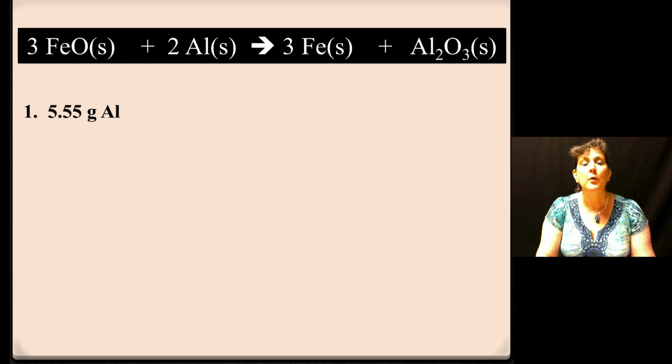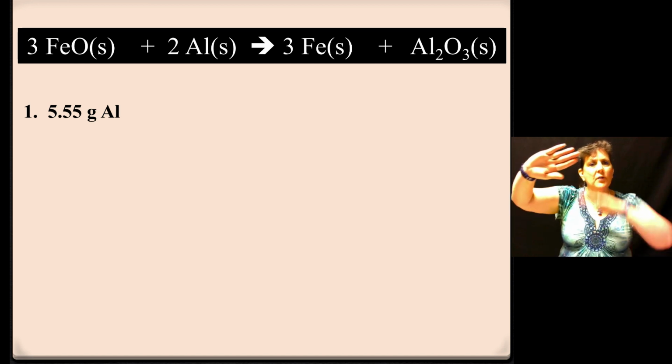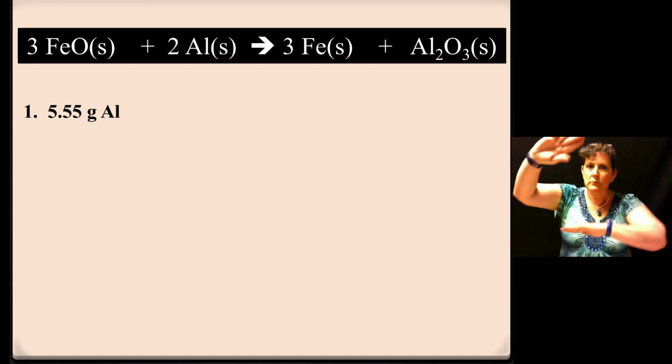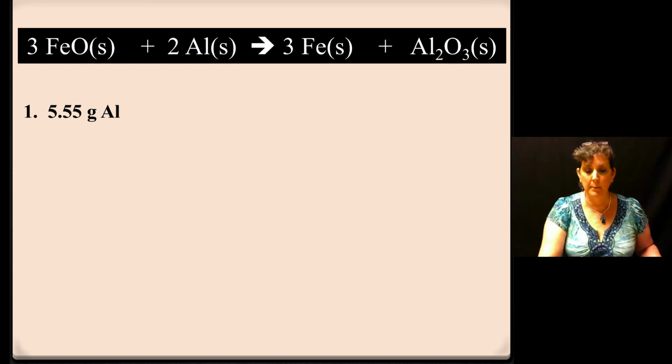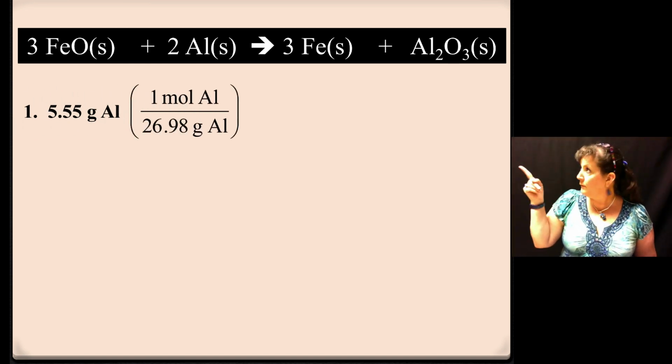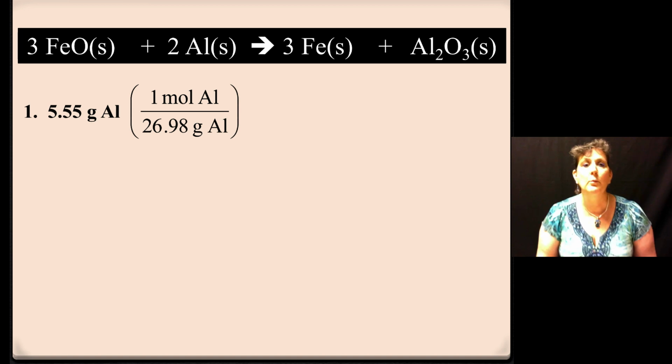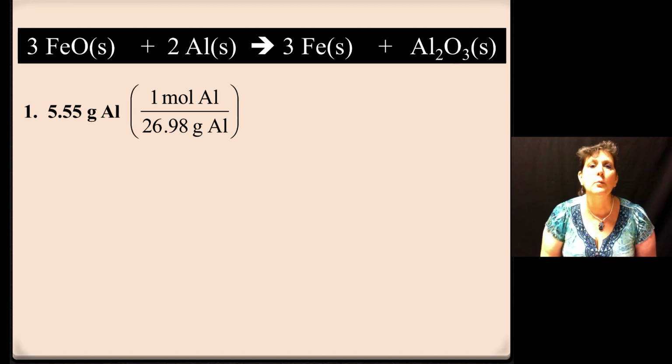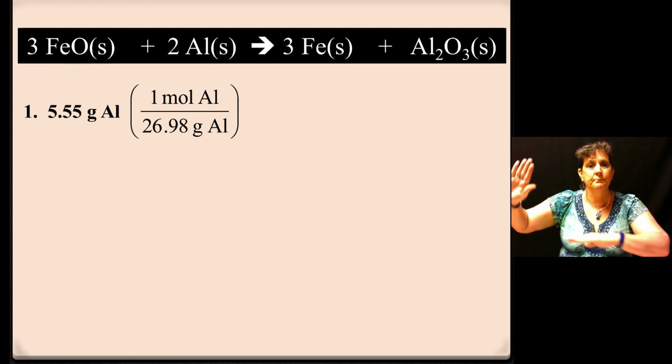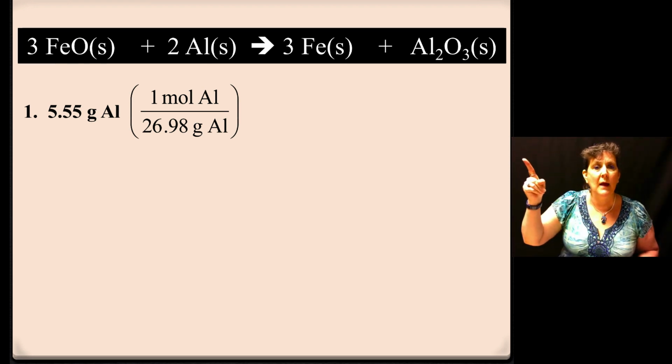26.98 grams per mole. Is the grams on top or bottom? It's going to be on the bottom because we need it to cancel out. 1 mole of aluminum contains 26.98 grams of aluminum. Grams of aluminum cancels out top to bottom. We got our moles of aluminum now.